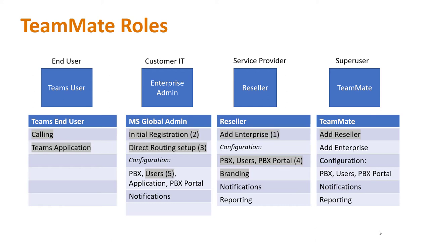Common flow for the TeamMate roles would be here. First, a service provider reseller adds an enterprise. The initial registration and direct routing setup are performed by the global administrator at the customer. That's a short process. Then the rest of the PBX settings are inputted, and the global admin finally approves them and loads them into Microsoft.